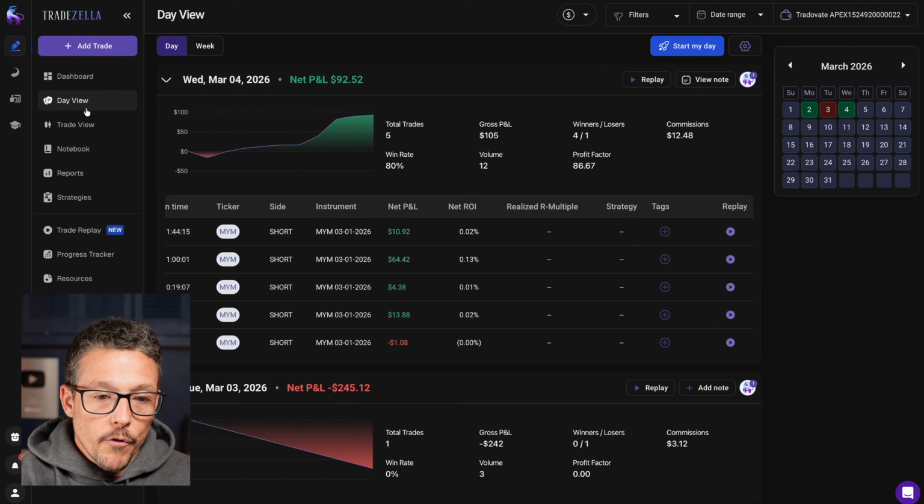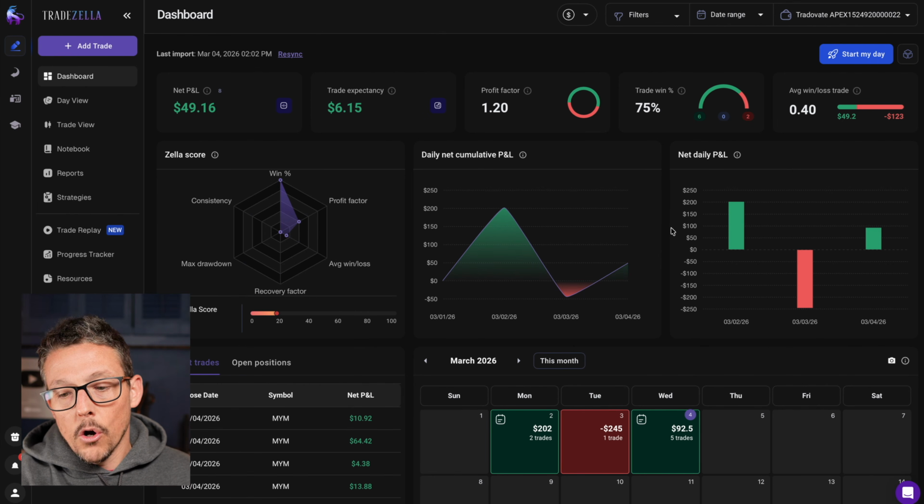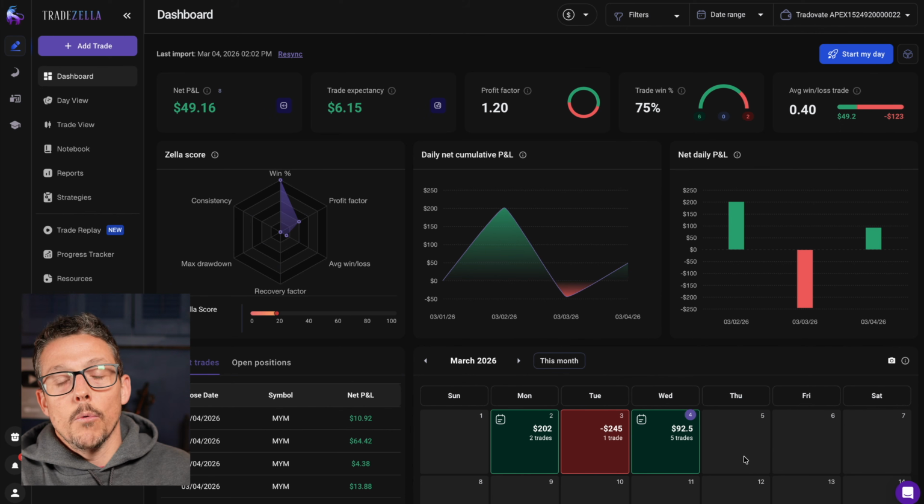Going back to the dashboard real quick. Boom, we're good to go. $46, a little bit of red yesterday. Hopefully we'll continue this up and we'll pass this thing.